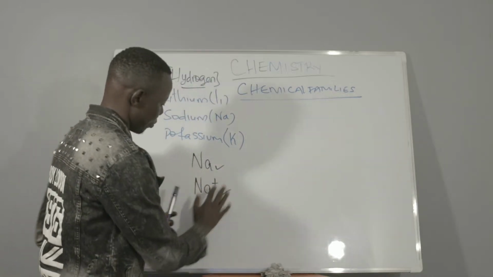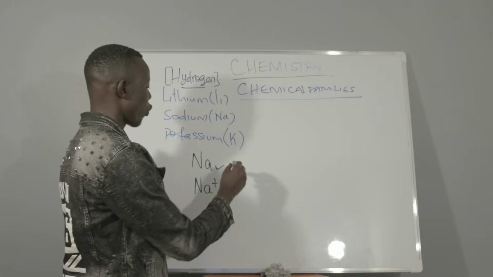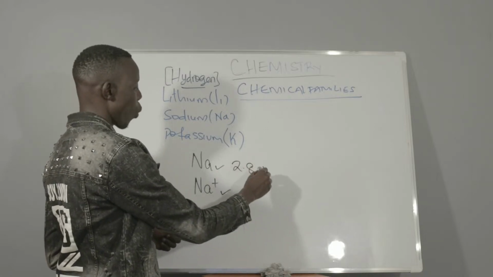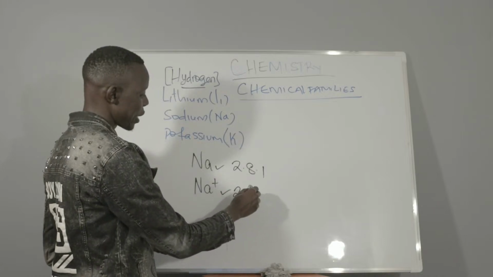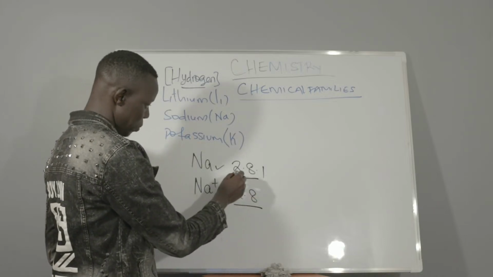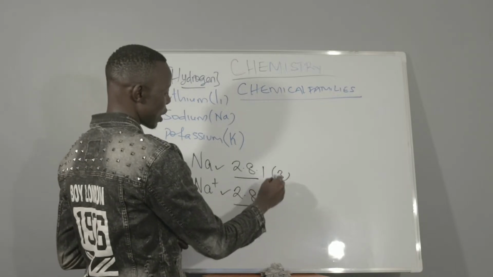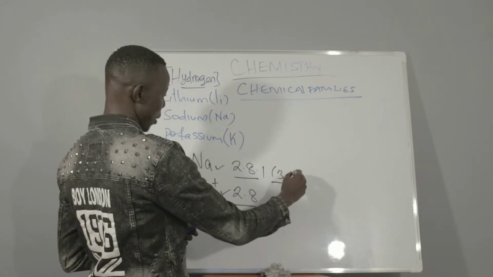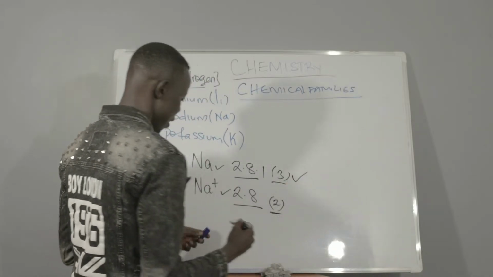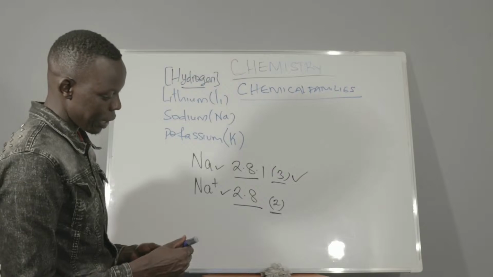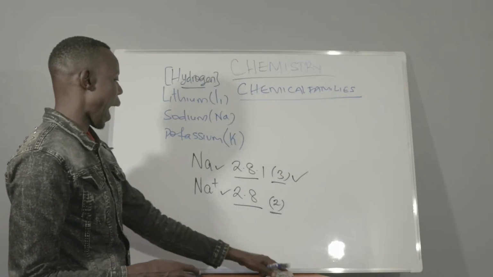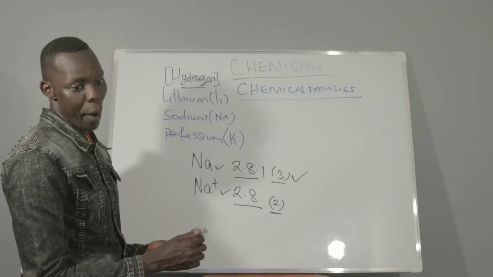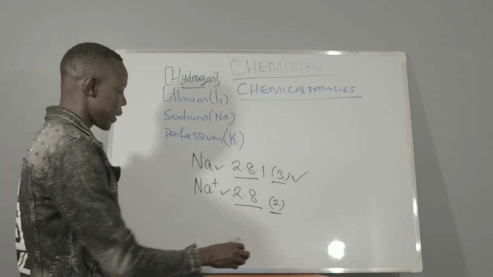If you want to answer this question, just write the electronic configuration for sodium, which is 2, 8, 1. Sodium atom has 3 energy levels, the sodium ion has 2 energy levels. So by all means, the sodium atom is having a larger size than the sodium ion. That is the point. Now, there is another one.